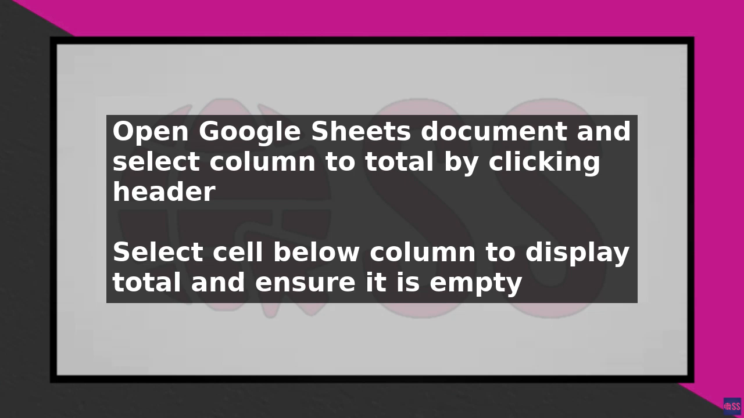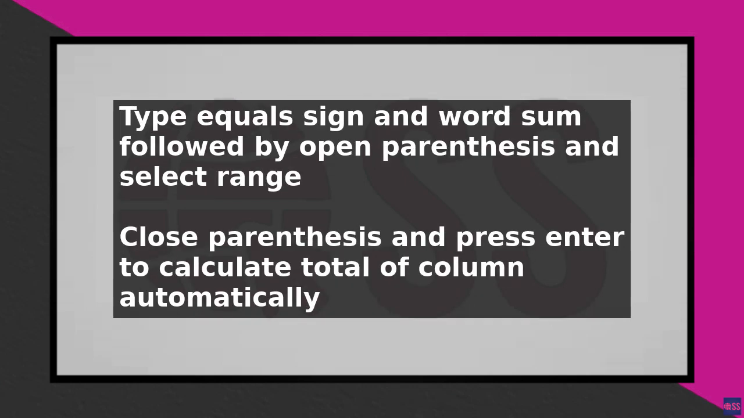You can do this by clicking on the column header, which is the letter at the top of the column. Next, click on the cell below the column where you want to display the total. This cell should be empty and below the last row of data in the column.